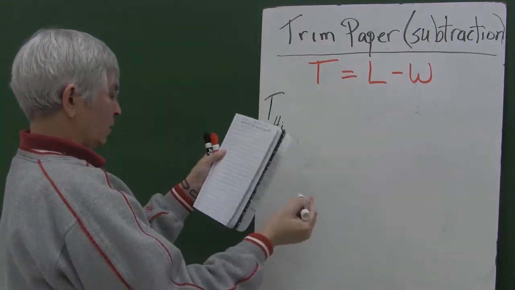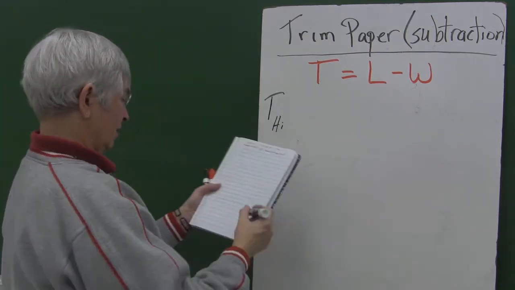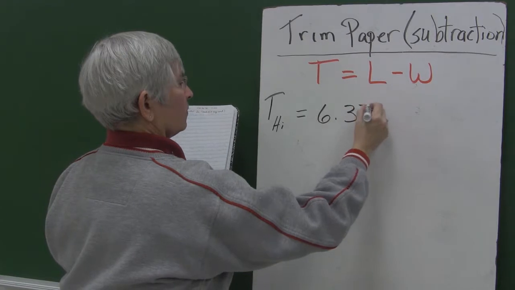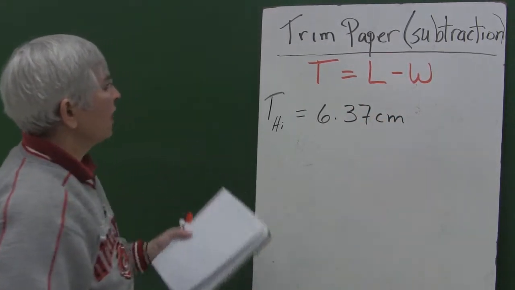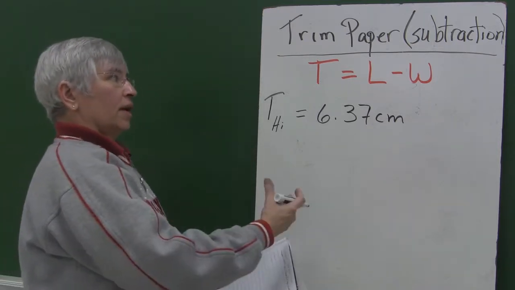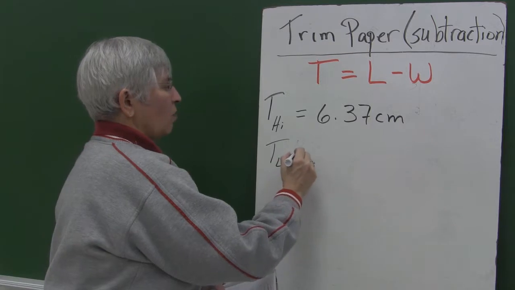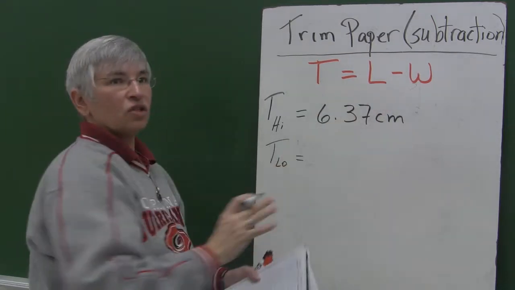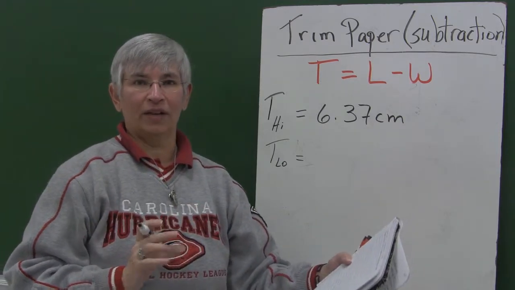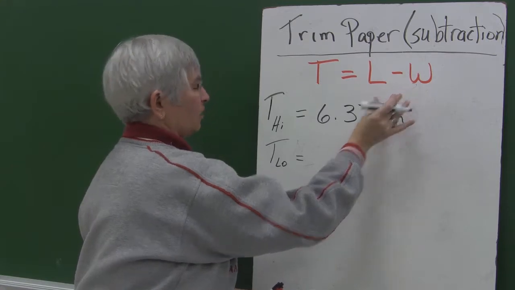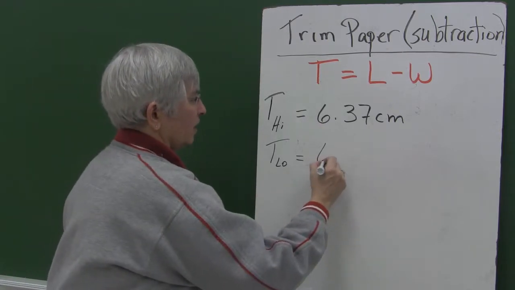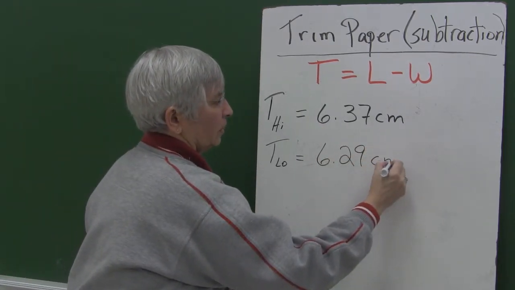And so substituting in the ranges that I had posted earlier, the highest value that the trim piece could be would be 6.37 centimeters. Likewise, if I'm looking at the lowest or the smallest trim piece, then I would want to take the smallest length that I could possibly measure and combine it with the highest width. And that should give me the smallest margin possible, which would give me the smallest value for my trim piece. And so in doing that, it's 6.29 centimeters.